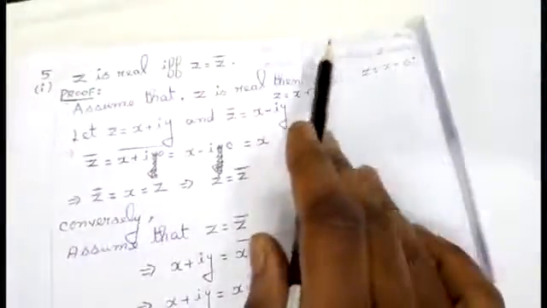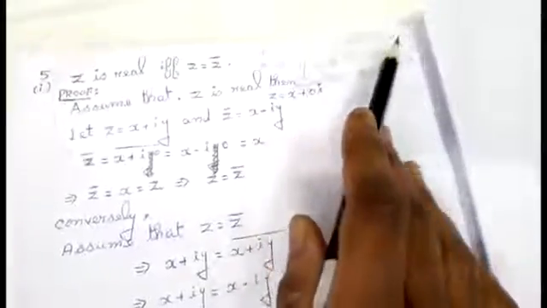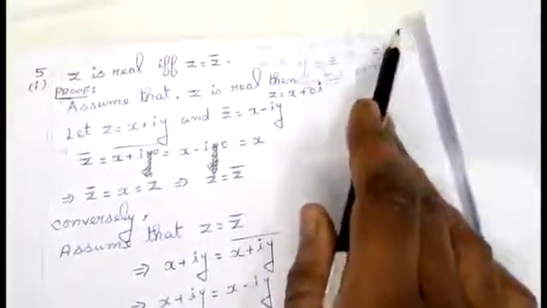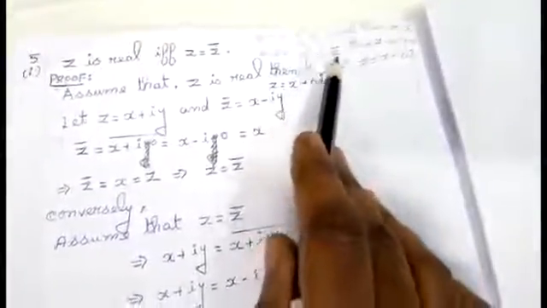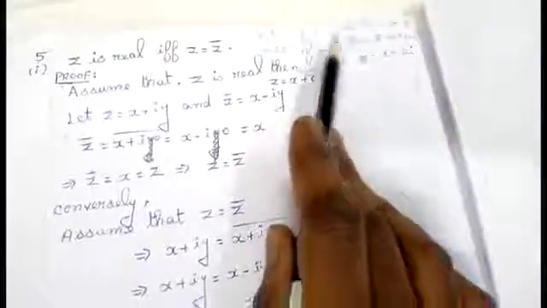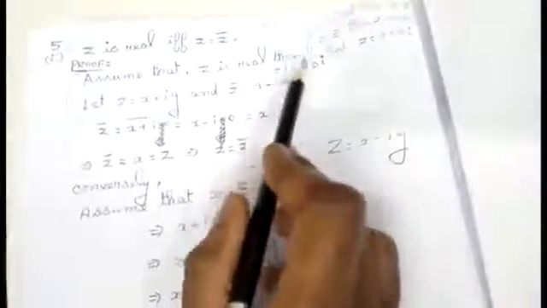First I take the statement that z is real, and I am going to prove z equal to z bar. Conversely, if z equal to z bar is the given condition, then I have to prove that z is real. I will explain. First I take this condition. Assume that z is real. The actual form of complex number is z equal to x plus iy. z is real means I have a value for the real part alone, and the imaginary part is 0.